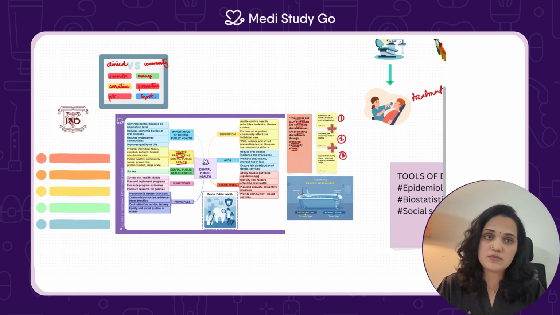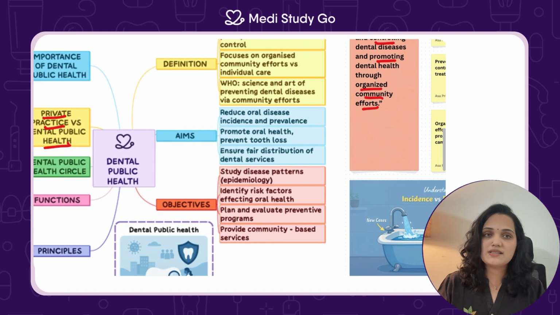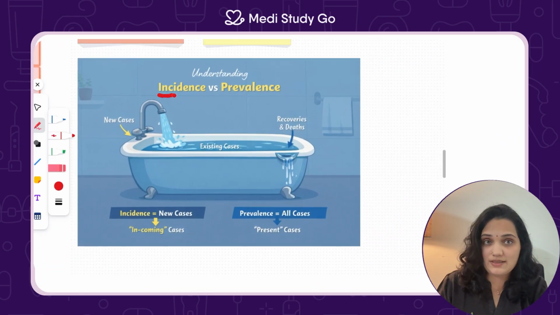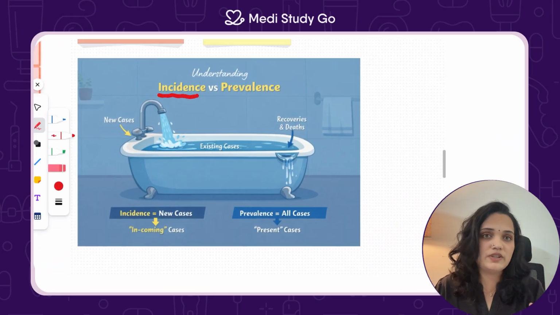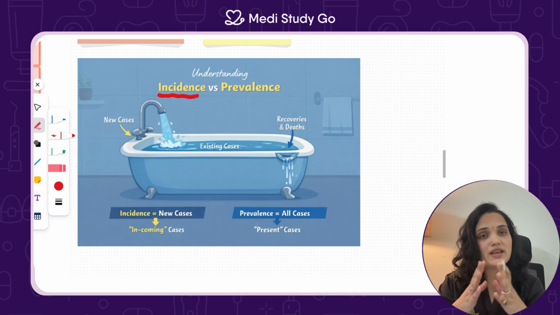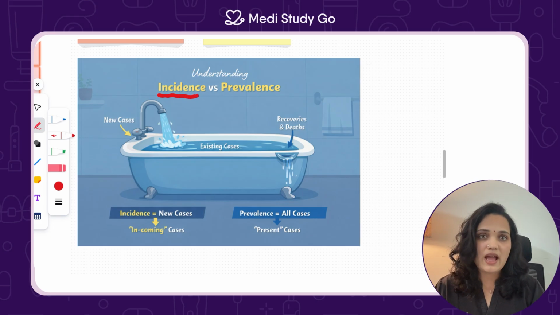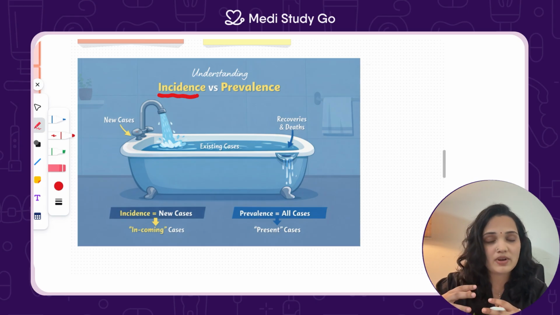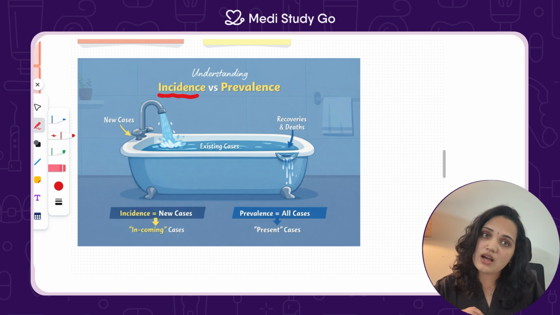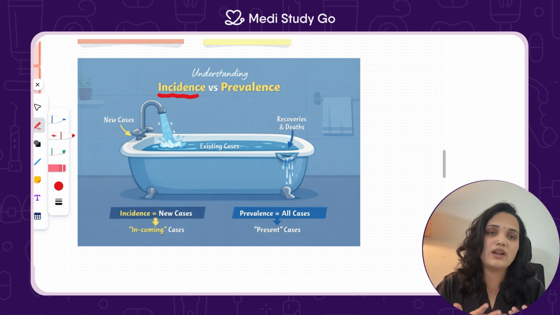Now let's see aims of dental public health. What does it aim to do? We understood that it aims to reduce the incidence and prevalence. Quickly, let's look at what incidence and prevalence are. Imagine a bathtub filled with water. The water already inside the tub is all the existing cases of a disease. The water that's flowing from the tap are all the new cases. And the water that's draining out are the people that are recovering or dying.